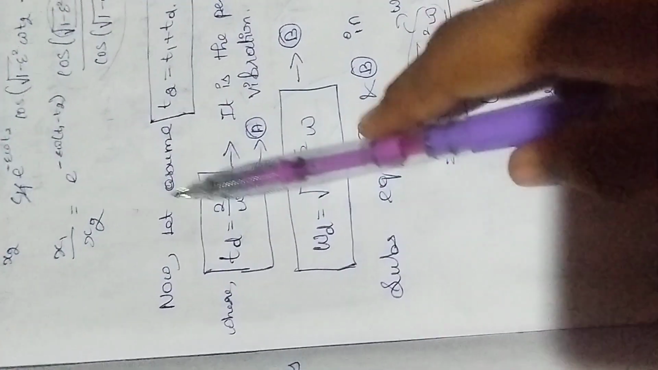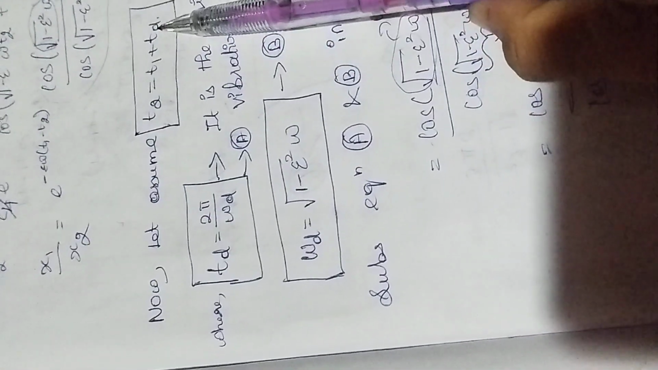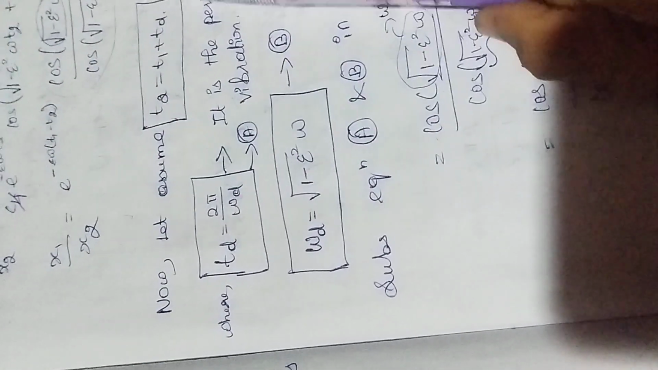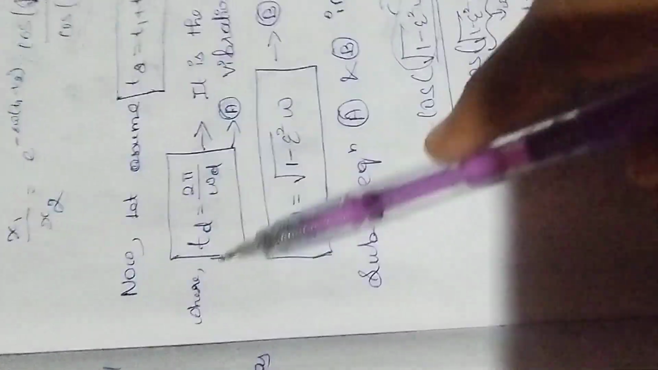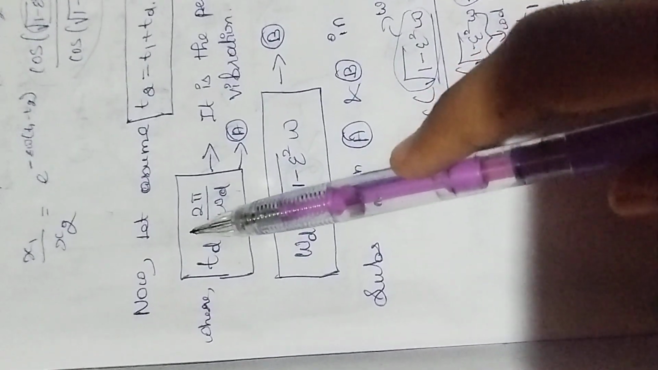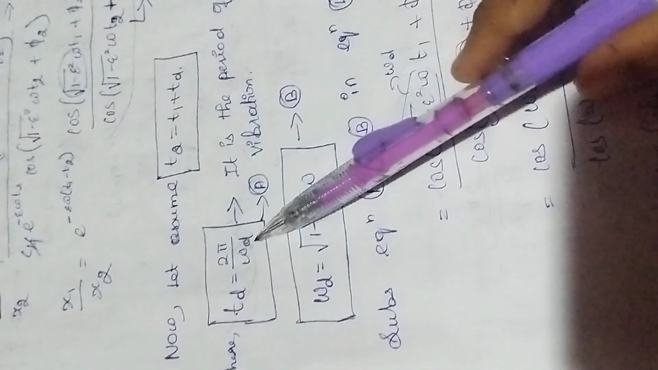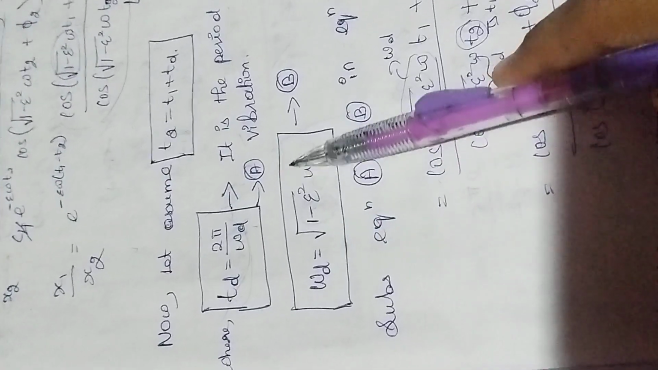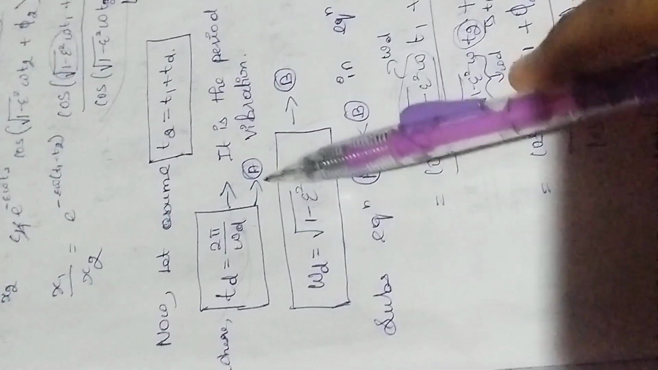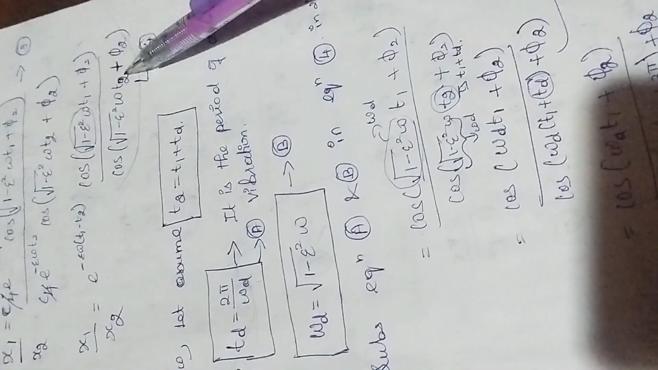Now let us assume t2 is equal to t1 plus td, and the td formula is 2 pi divided by omega d. This is the time period of the damped vibration, remember this. And this is also a formula: omega d is equal to root of 1 minus eta square times omega. Remember these three things and substitute them in the fourth equation.